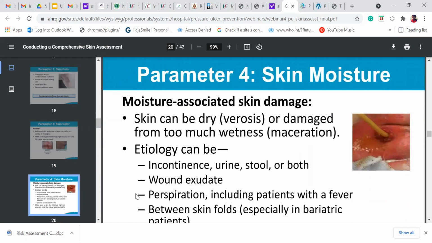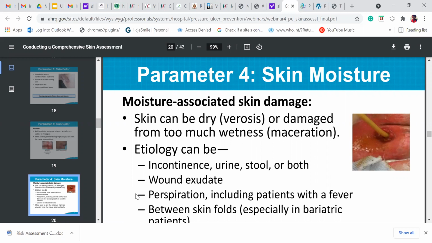Skin moisture, that's another thing, okay? Moisture-associated skin damage, skin can be dry or damaged from too much wetness. So of course, the etiology is also very important. You can see the catheter, that's more like a drainage site there for that patient. So you look at the wetness of the area that could predispose the skin to a lot of infections or breakdown. So etiology could be incontinence, urine, stool, or both.